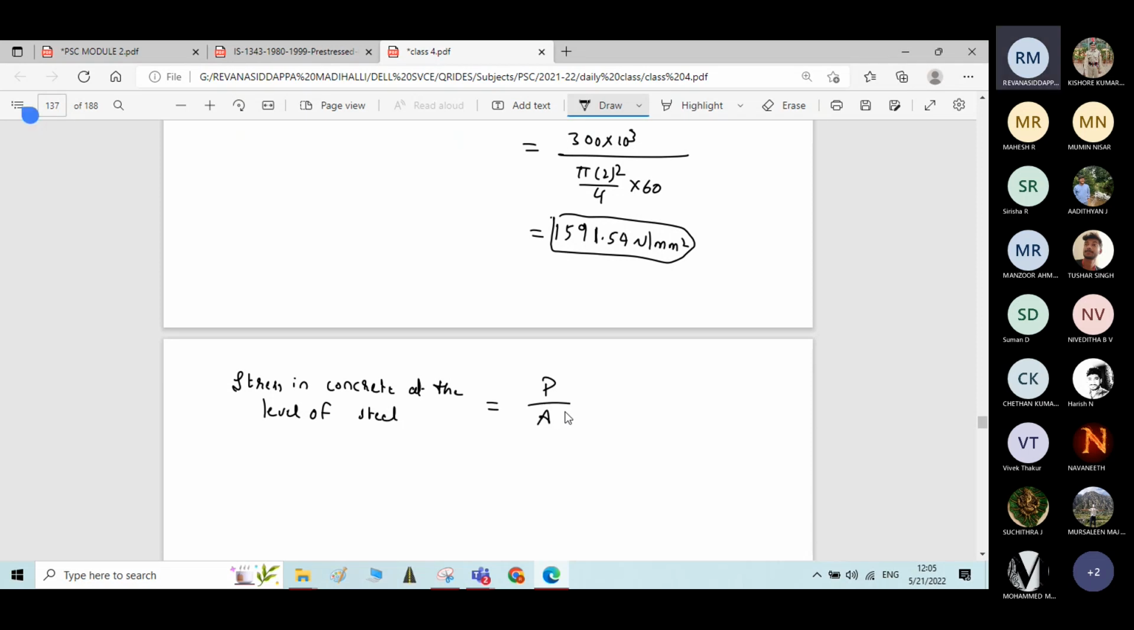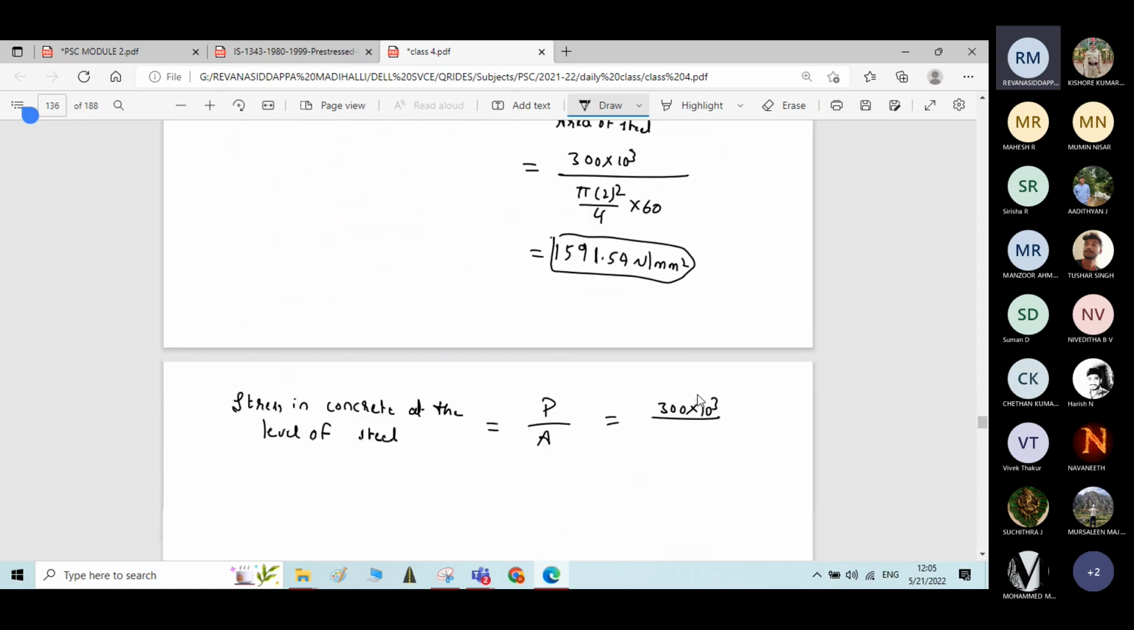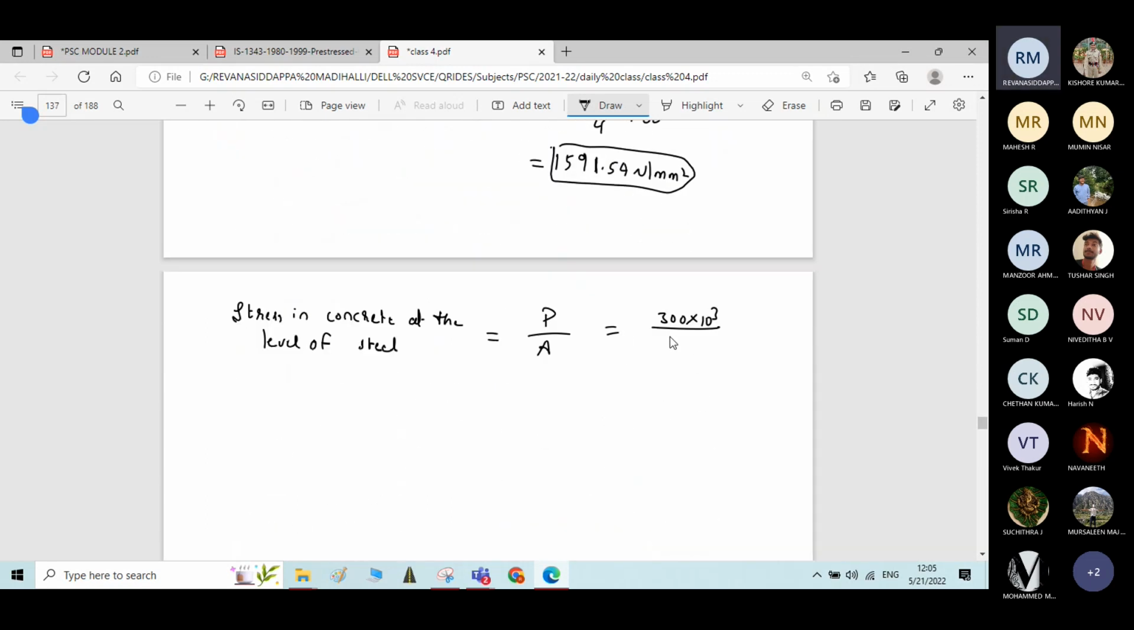P by cross-sectional area A. P is 300 into 10 power 3, divided by the cross-sectional area, 62,500. So how much will you get? 4.8 Newton per mm square. This is FC.